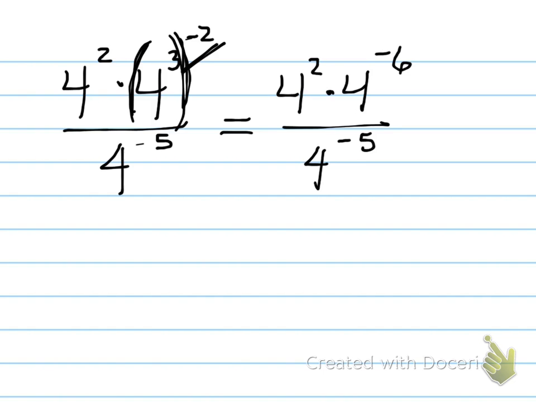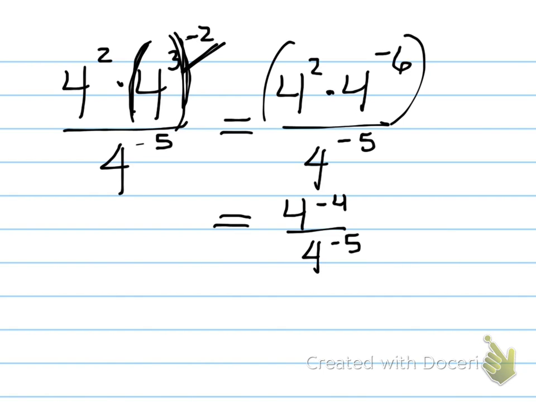And then the next step, you've got that 4 to the second times 4 to the negative 6 in the numerator. That's like its own little quantity. So we're going to do that multiplication. And 2 plus negative 6 gives us negative 4. And that 4 to the negative 5 in the denominator is finally going to get used because this fraction means division, and our rule there is to subtract the exponents.